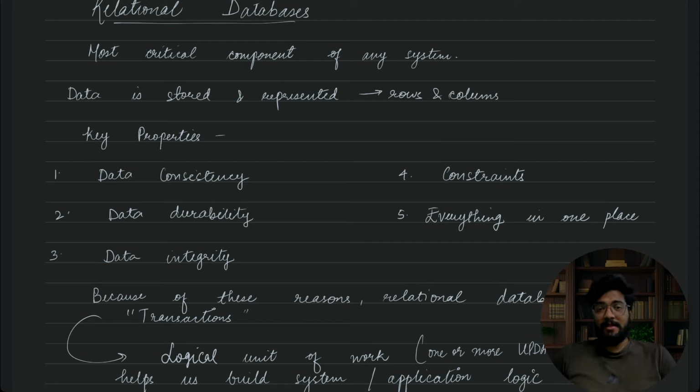And in this video, let's talk about relational databases. So if we talk about databases in general, they are one of the most crucial parts of any system that you design because in the end, you need databases to store your data. And relational databases are the databases which store data in rows and columns. And I think everybody knows about it.